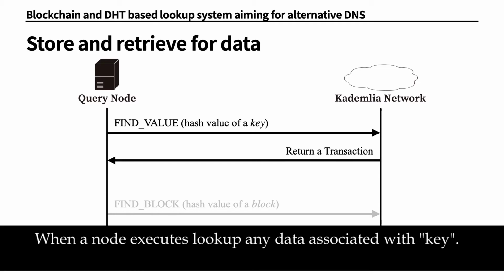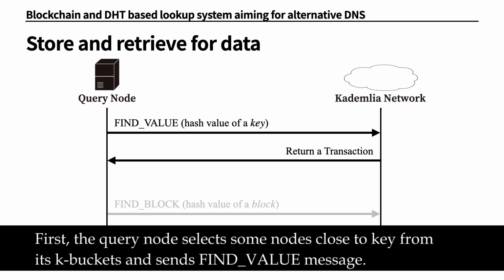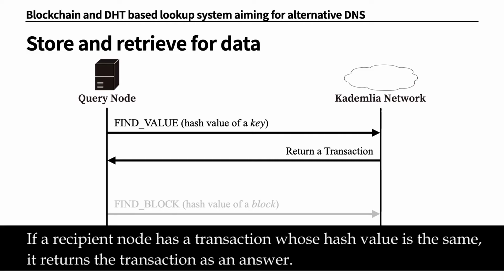When the node executes a lookup of any data associated with a key, first the query node selects some nodes close to the key from its key bucket and sends a find value message. If a recipient node has a transaction whose hash value is the same, it returns the transaction as an answer.